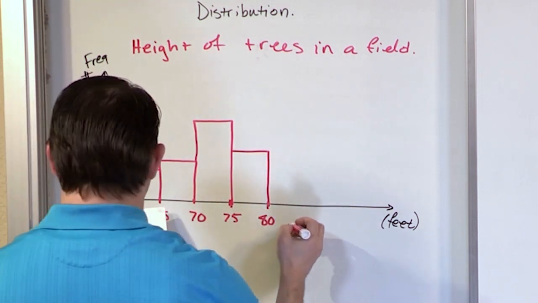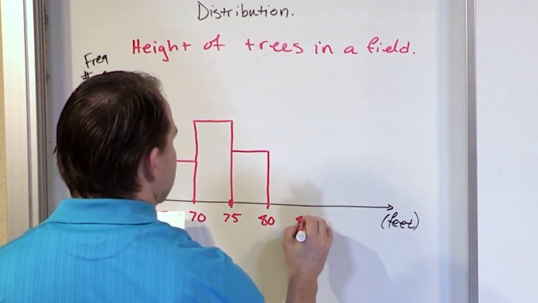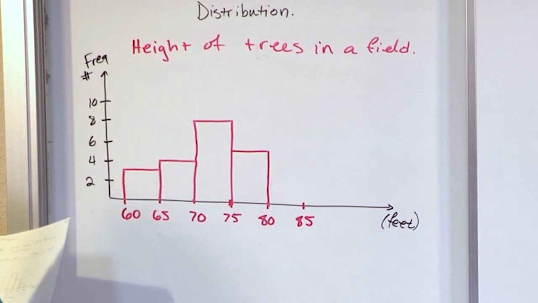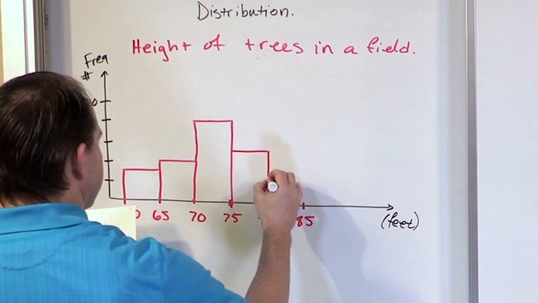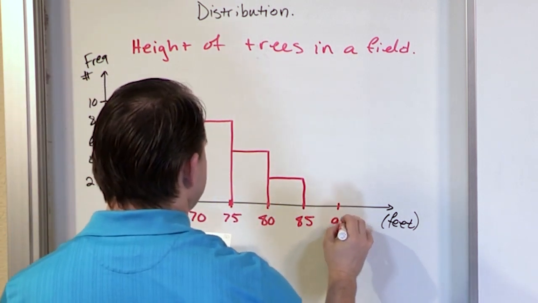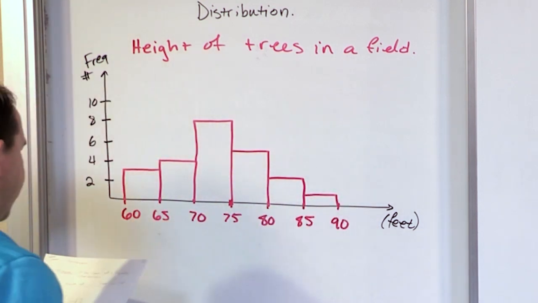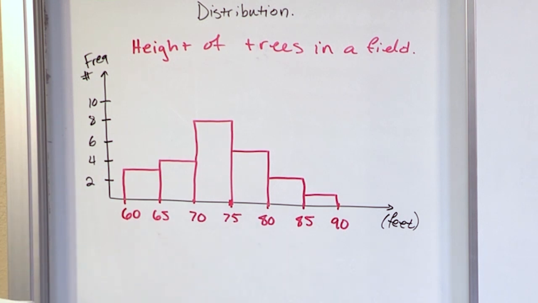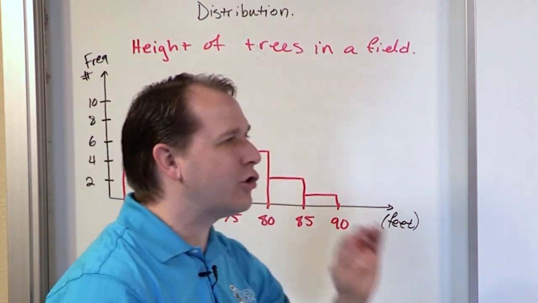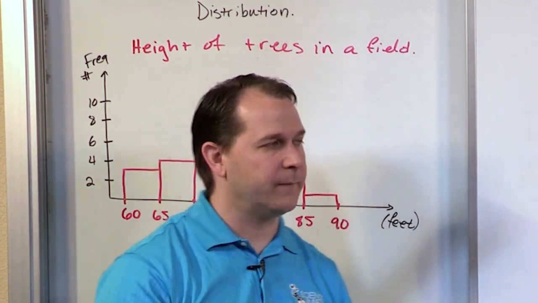And then from 80 to 85, let's say it's something like down here. And then from 85 to 90, it's just like 1 tree, because it's pretty rare to have a tree that tall. Okay, so this is a histogram, all right? So it is representing the height of the trees in the field, but it's not graphing every single height of every single tree. It's graphing these buckets that we've talked about before.